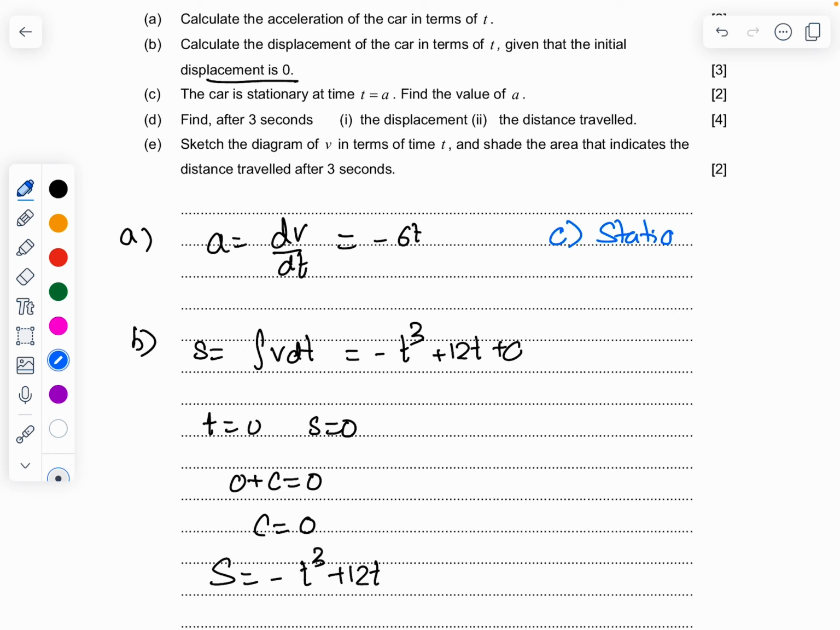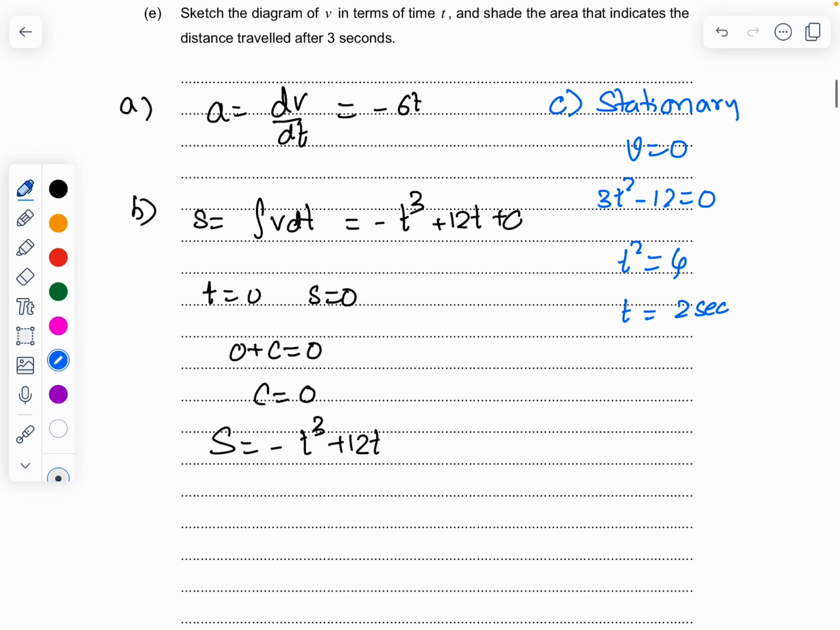Stationary. What is the meaning of stationary? Stationary means velocity equals 0. 3t square minus 12 equals 0. t square equals 4. t equals 2 seconds. Find after 3 seconds the displacement and the distance traveled.